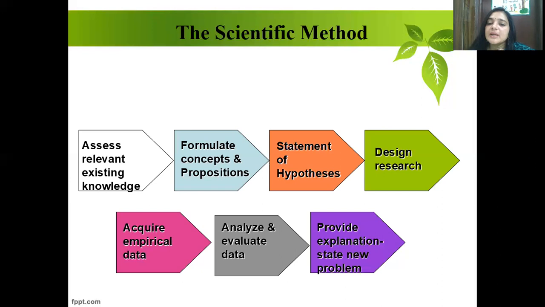Now the last step is provide explanation, state new problem. You will be providing an explanation why this result happened this way, because when you started with step 1, assess relevant existing knowledge, at that time you knew nothing about the topic. But when you reached analyze and evaluate data, you know a lot about it. You have data as well, you have met people, you have collected data through libraries, so many things have happened. So now you are actually knowledgeable about the data, and you will be providing an explanation accordingly as per the results. And now you'll be checking whether there is a problem or not. You'll be checking with the limitations.